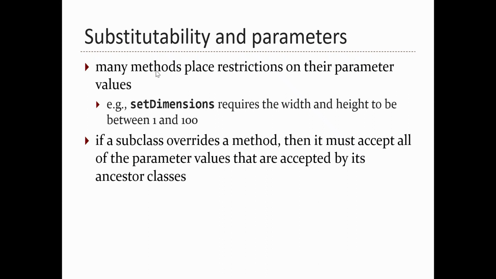Okay, so many methods place restrictions on their parameter values. For example, set dimensions requires the width and height to be between 1 and 100. If a subclass decides to override the way a method behaves, then it must accept all of the parameter values that are accepted by its ancestor classes. In other words, any subclass of shape has to accept a width that's between 1 and 100, and it has to accept an independent height that's between 1 and 100.